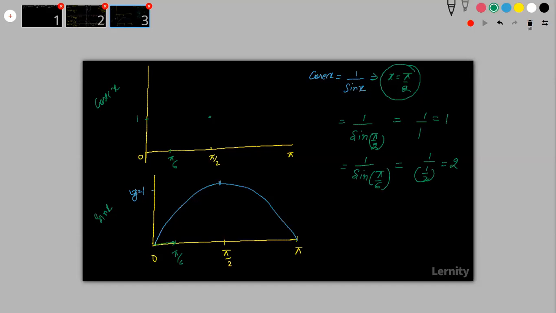So for pi by 6, 1 by sine x, that is cosec x, will be equal to 2. So that means the point will be here. So the point will be 2. Everybody understood? Fine. Now see, now if I have taken a point here, I will take a point here also.